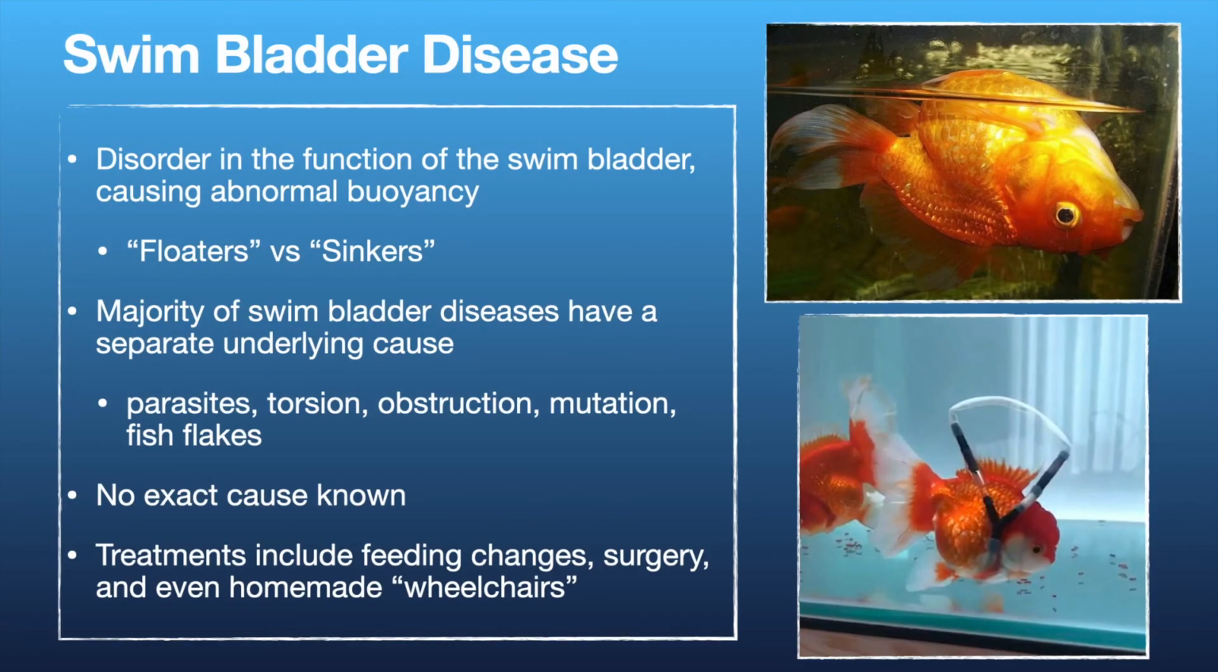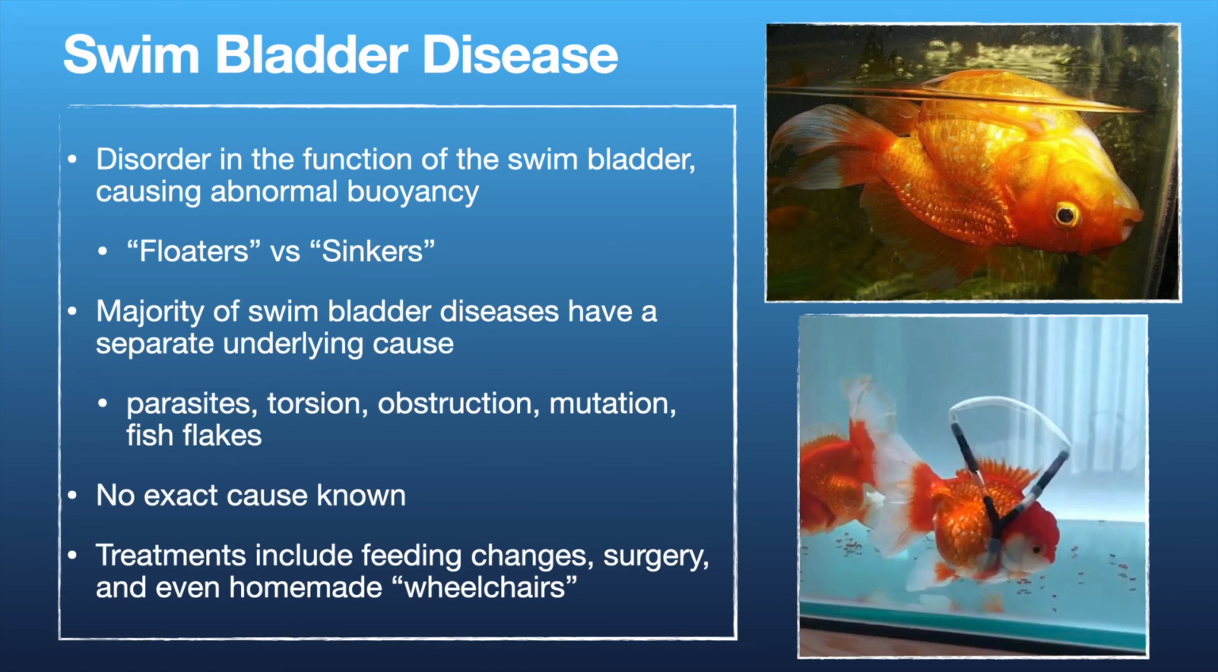Swim bladder disease is a disorder in the function of swim bladders, which causes abnormal buoyancy in fish. There are two main types of fish that experience this: floaters, who have an overfilled swim bladder, and sinkers, who have an underfilled swim bladder. The majority have a separate underlying cause, which can be the eating of fish flakes, as it causes physostomous fish to gulp in air as they're eating.